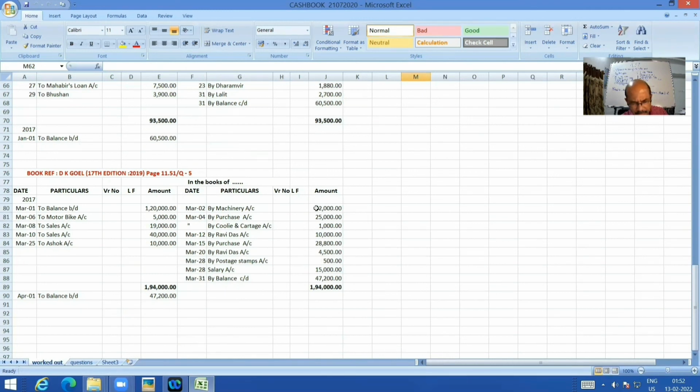What special items have we learned? It is a special asset. When an asset is purchased, the incidental expenditure, maybe coolie, cartage, or installation charges, everything will be added to the original cost, and it will be booked against the asset account. That expenditure will not be bifurcated. Just add the expenditure, enhance the value of the asset, and book it.